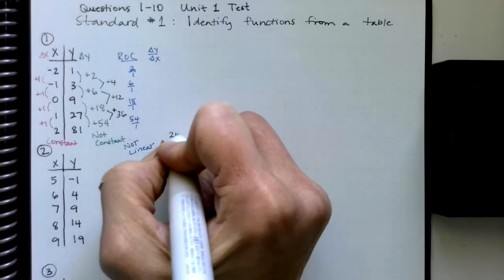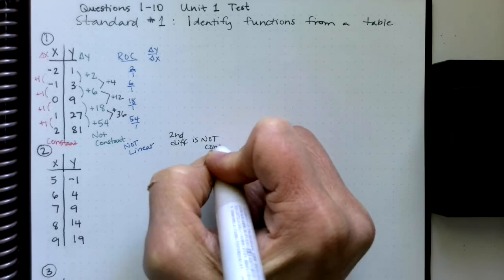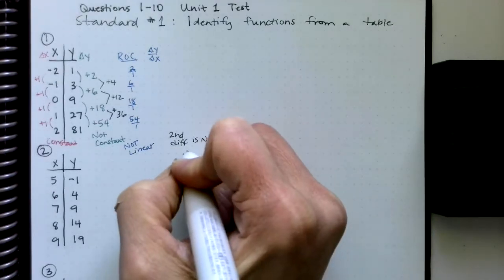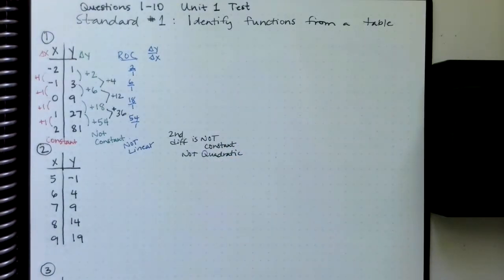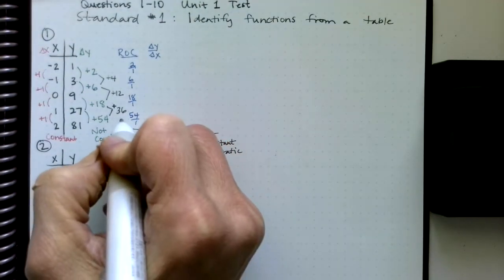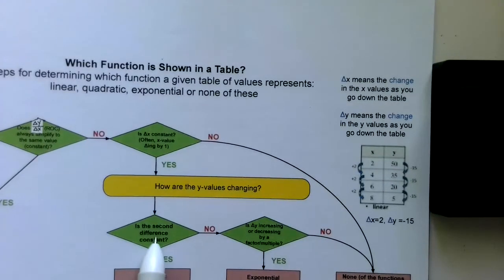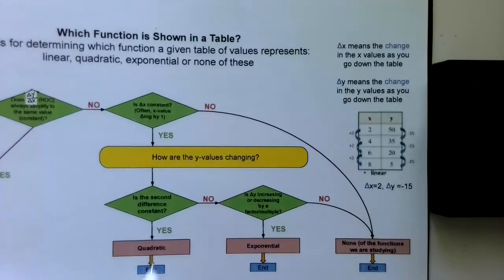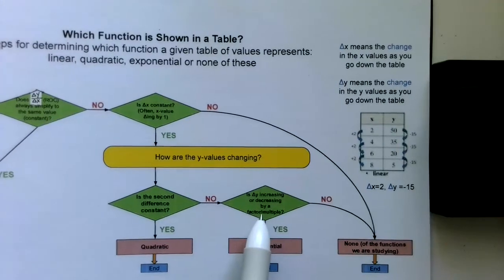So my second difference is not constant. That tells me that this is not quadratic. I can put a little arrow there in my table so you can see where we are talking about. If it had been a yes, then it would be quadratic and I would be done. It is not. So now I want to see, is the change in y increasing or decreasing by a factor or a multiplier? In other words, do I see multiplication between values?